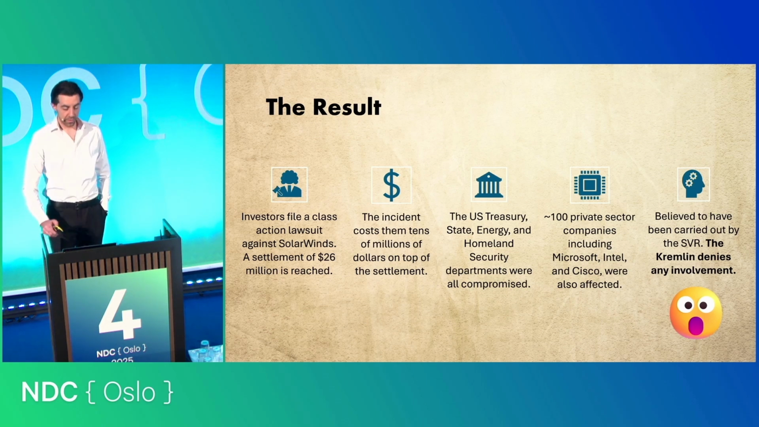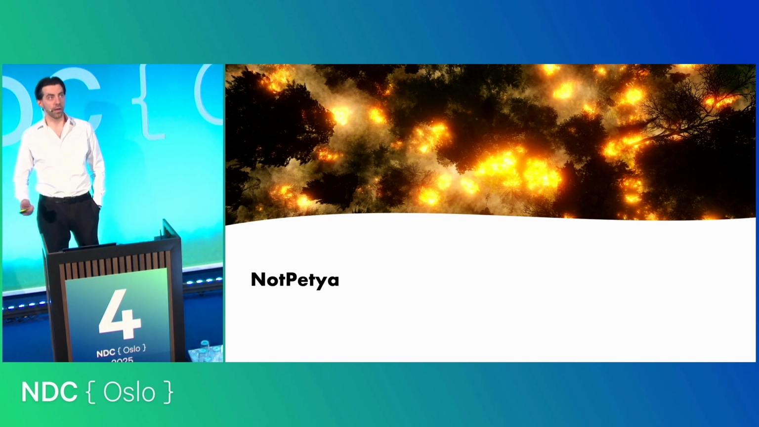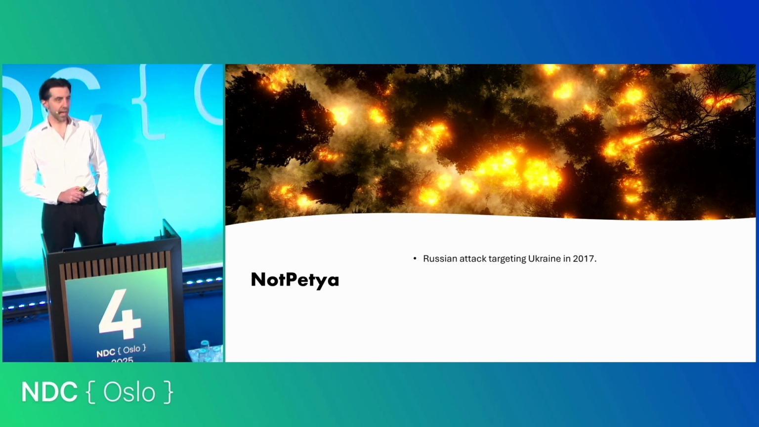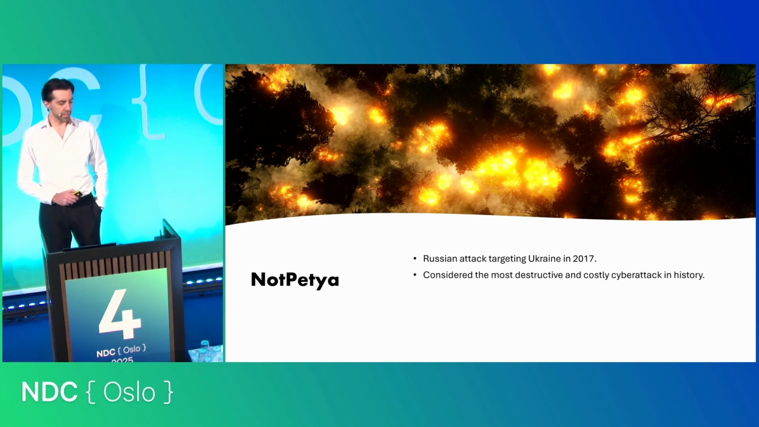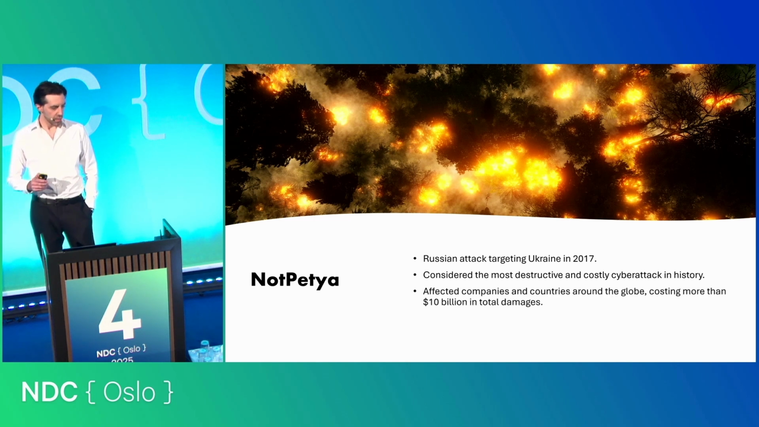So that's an example of one significant attack. Let's take a look at another, NotPetya. This one was pretty interesting because of the scale of it and the scope of the impact of it. So, a Russian attack targeting Ukraine in 2017, after they invaded Crimea, before the current war. And it was considered one of the most destructive and costly attacks in history. It affected companies all over the world and caused more than $10 billion in damage, some of them being like the largest shipping companies in the world.